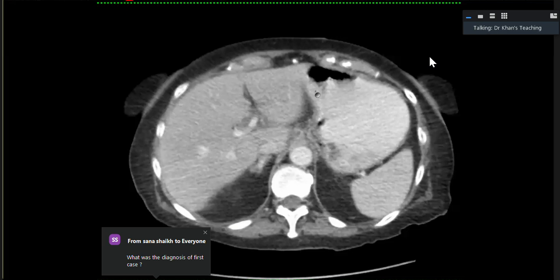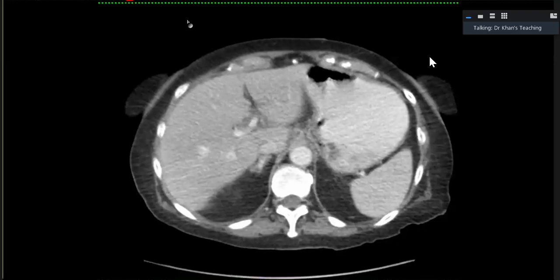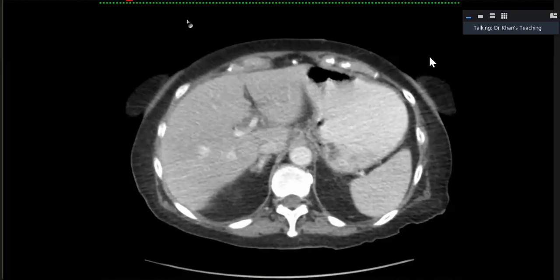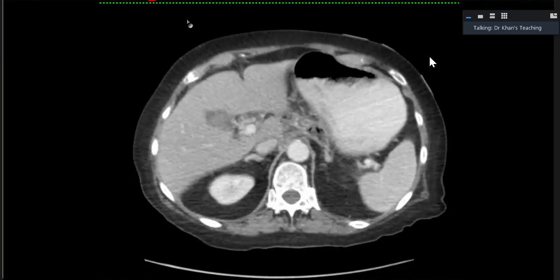Now before you try it, let me give you the history. 76-year-old female, pain in abdomen and loss of weight, rule out malignancy. They asked for a CT chest, abdomen, and pelvis. The chest part was normal. So just concentrate on the abdomen. Over to you.